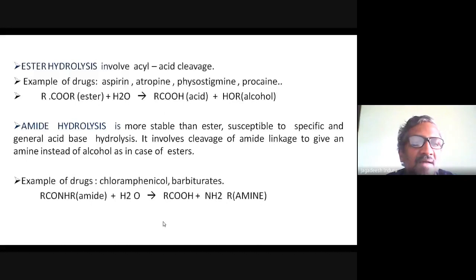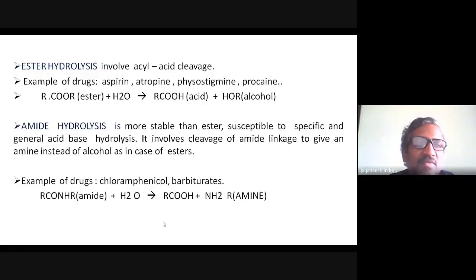For example, you have an amide RCONHR. If R is different, then we call it R1. It is an amide reacting with H2O. Above or below, we add either an acid or a base as a catalyst, and it enhances the speed of your reaction.